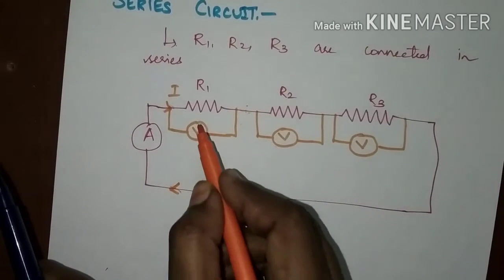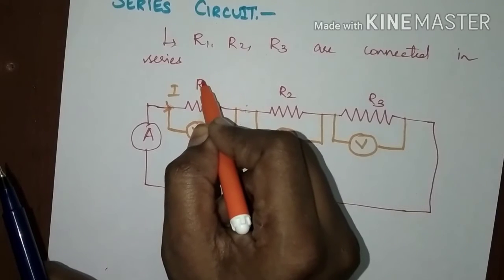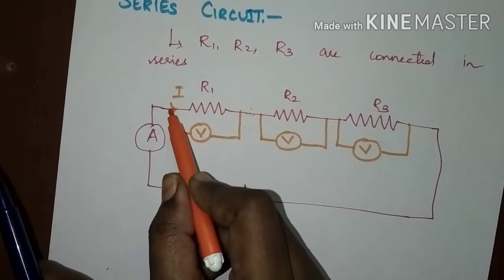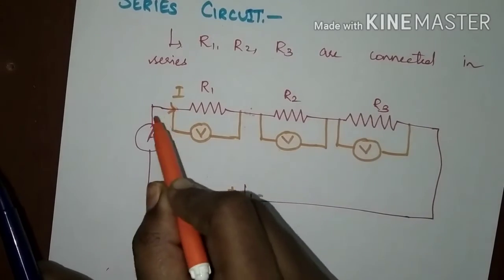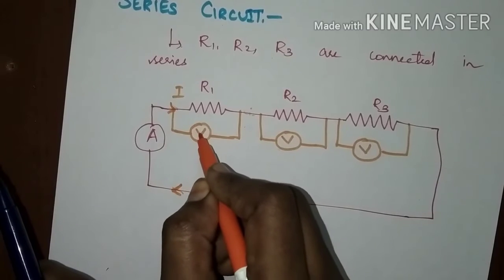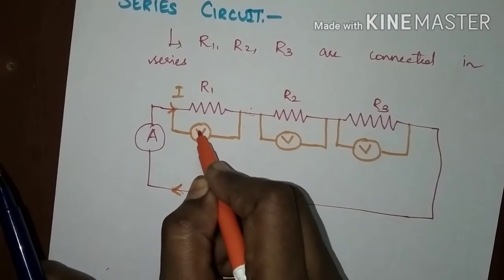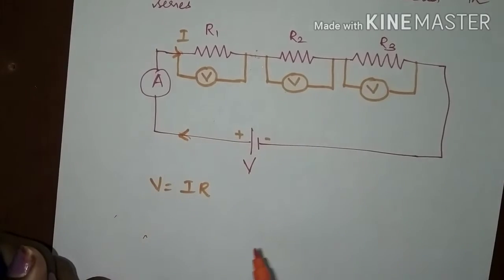But in the case of voltage, it is not even. It depends upon the resistance value. Right, current is even. You are supplying a 5 ampere current. The 5 ampere current will flow through all the resistances present in the series circuit. But voltage is not even, right? Voltage can be given by Ohm's law. V is equal to I into R.